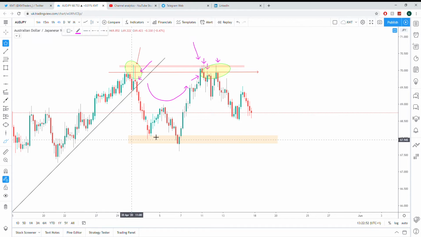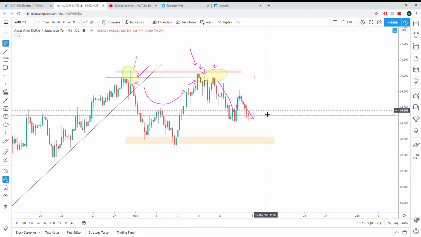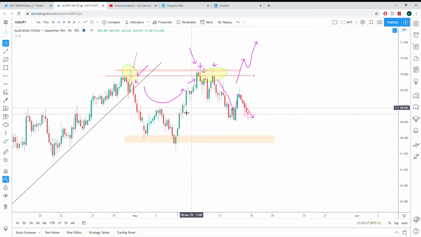Okay, so the next step here is to see if we can look at structure. Now we've got that momentum to the downside. We're now making lower lows, so the momentum right now is, in my opinion, towards the downside. Now, if price is able to close above this zone here, we will be looking for that pullback and that push, and we will be looking for that buying momentum.